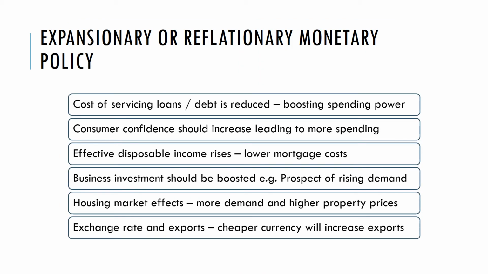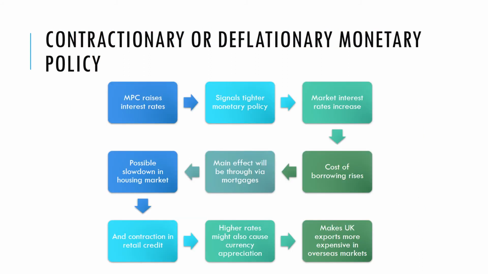So, if there is an expansionary, or what we sometimes call reflationary, monetary policy, we would expect the following characteristics to occur within the economy. Cost of loans is reduced, which increases consumer confidence. Disposable income should rise. Business investment should be boosted. There should be a positive effect on the housing market, and the exchange rate should decrease, with more exports.